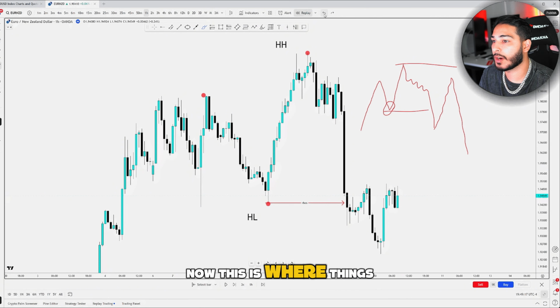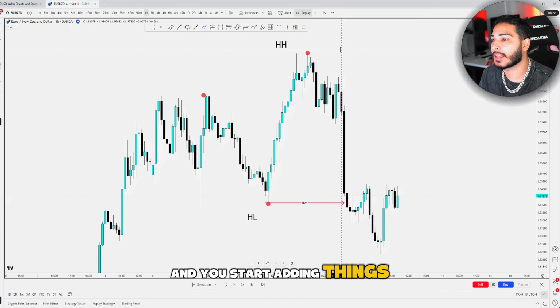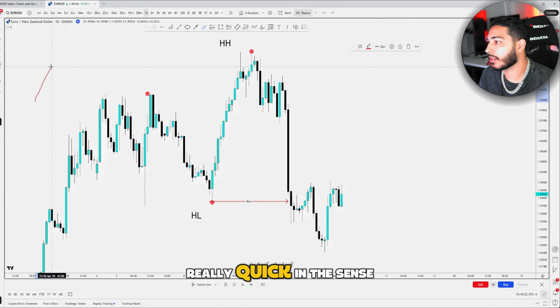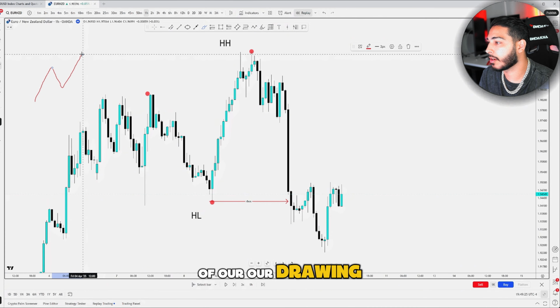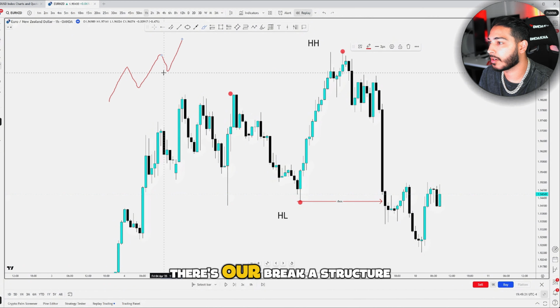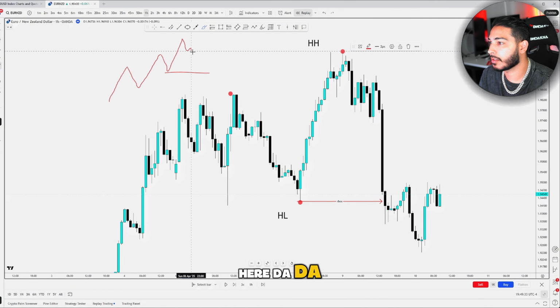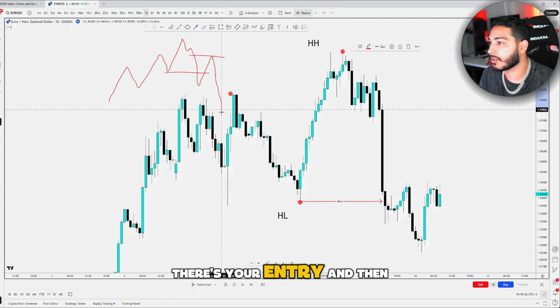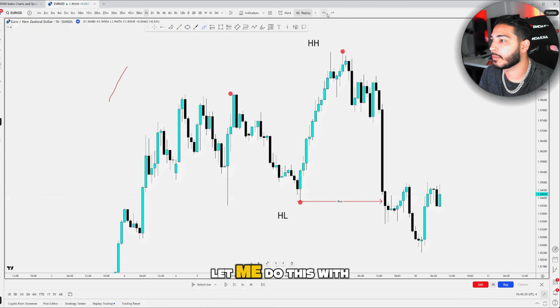Now, this is where things get interesting and you start adding things on, right? Really quick, in the sense of our drawing, just because I know some people really like the examples. There's our break of structure here. We should pull back. There's your entry, and then you start going lower, right? Let me do this with the path tool just so you guys have a good example of that.